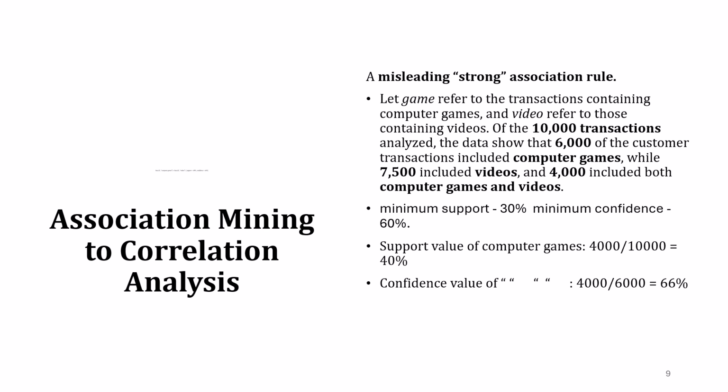Minimum support 30%, minimum confidence 60%. Support value of computer game and video: 4,000 divided by 10,000, 40%. Confidence value of game implies video: 4,000 divided by the computer games count 6,000 equals 66%.